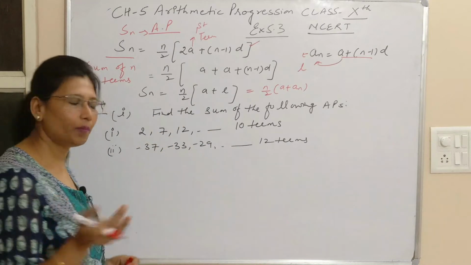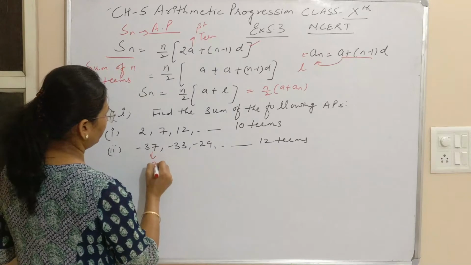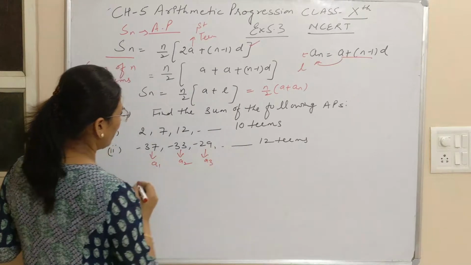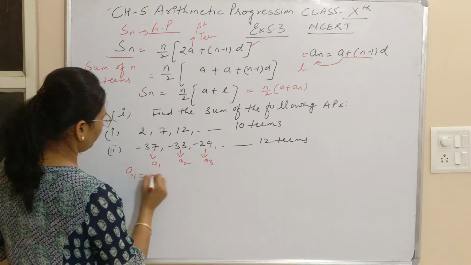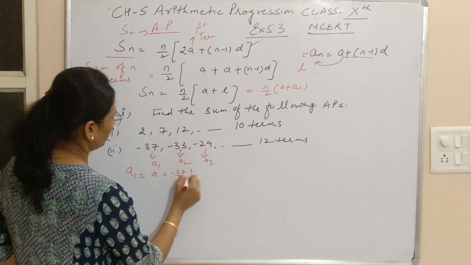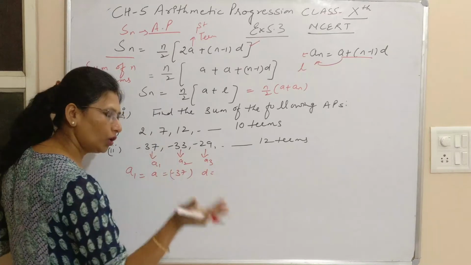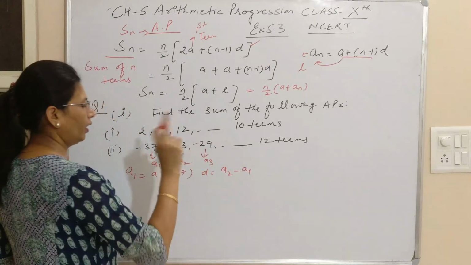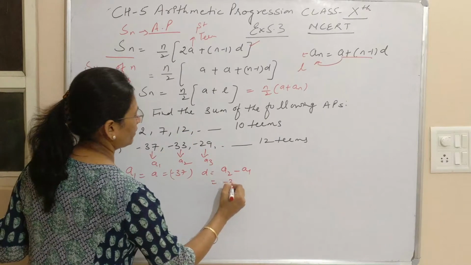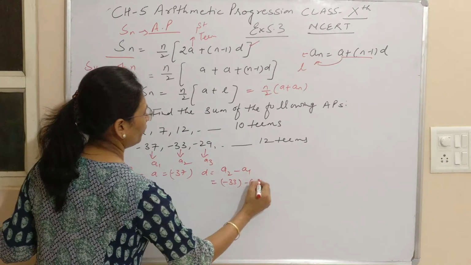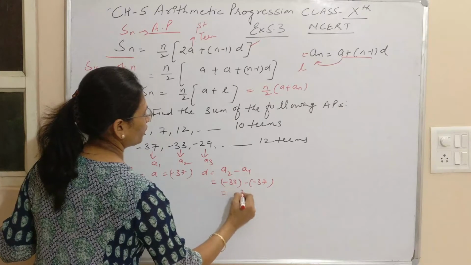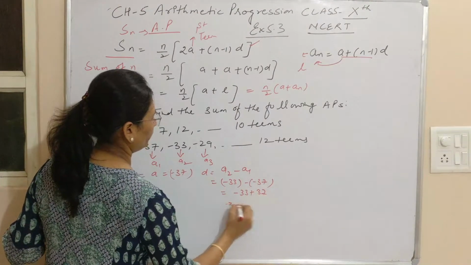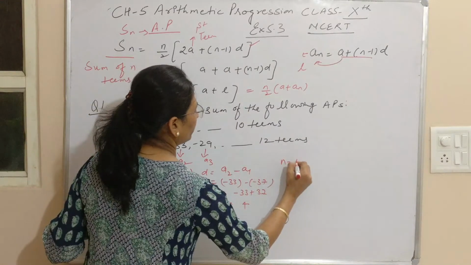I am taking the second part. Here this is a1, this is a2, this is a3. Now a1 or a is the same. A is minus 37. And what is d? D stands for the common difference. How do we find d? D is the difference a2 minus a1. So minus 33 minus of minus 37. So if you see, the difference is 4 and n is 12.